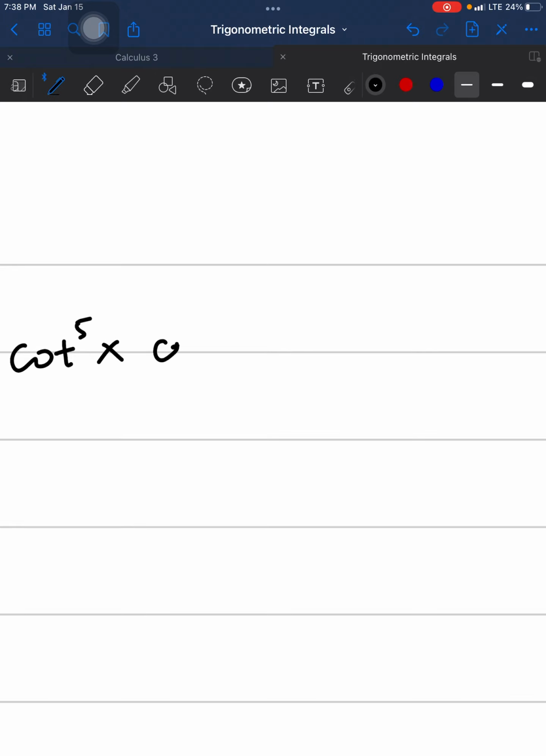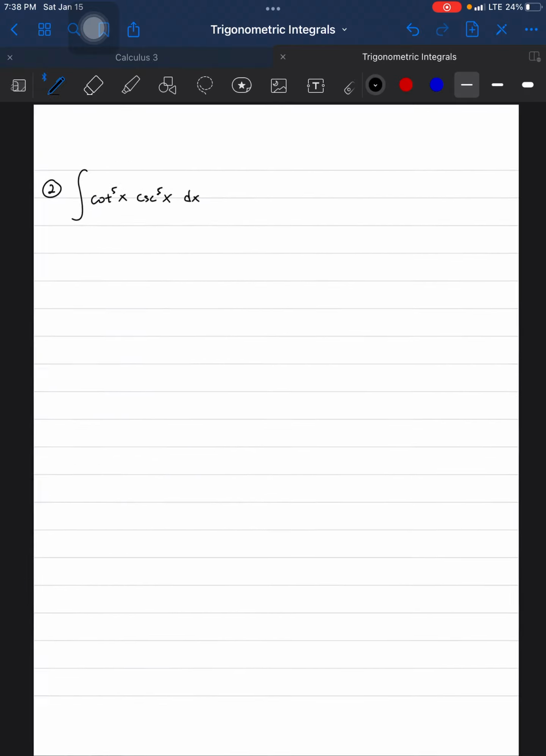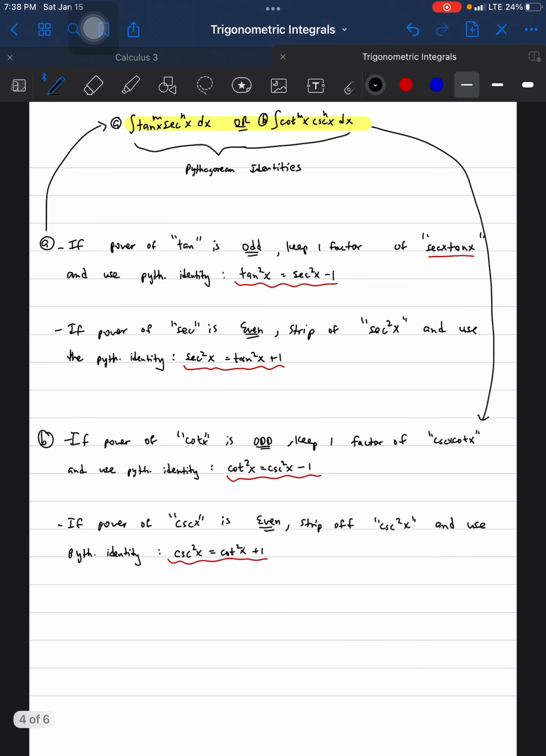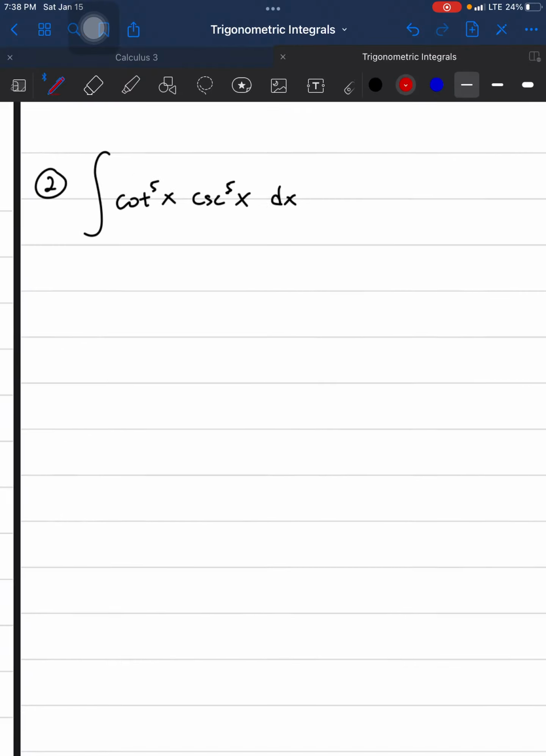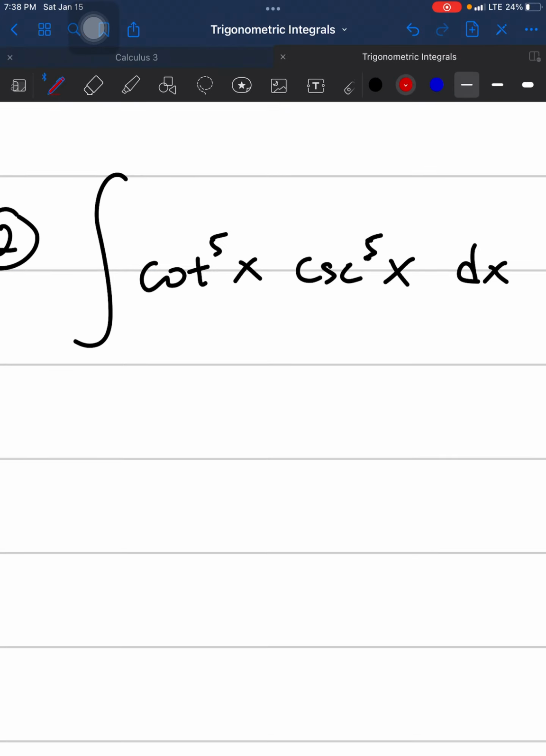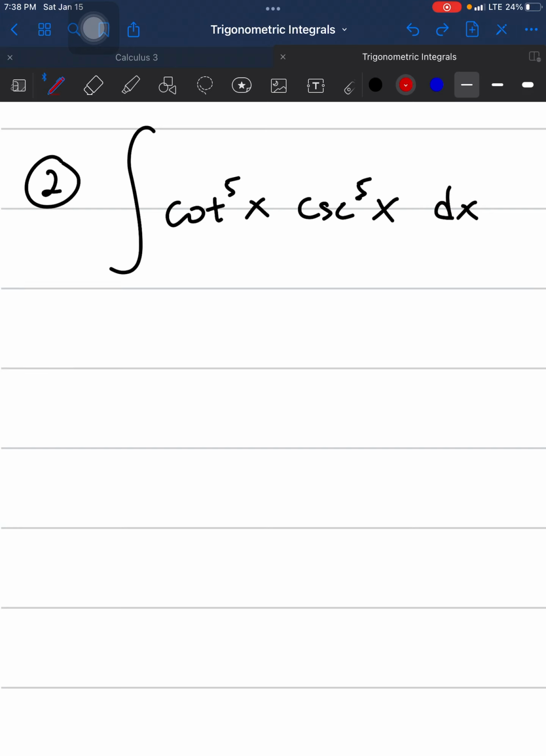Integral of cotangent to the fifth x, cosecant to the fifth x dx. Let's do that. Looking at the rules, if the power of cotangent is odd, we keep one factor of cosecant x cotangent x and use the Pythagorean identity. The power of cotangent here is 5, so that's odd, so we use that method.